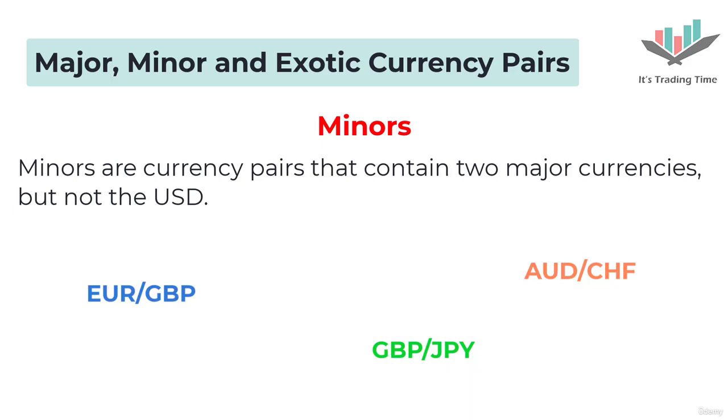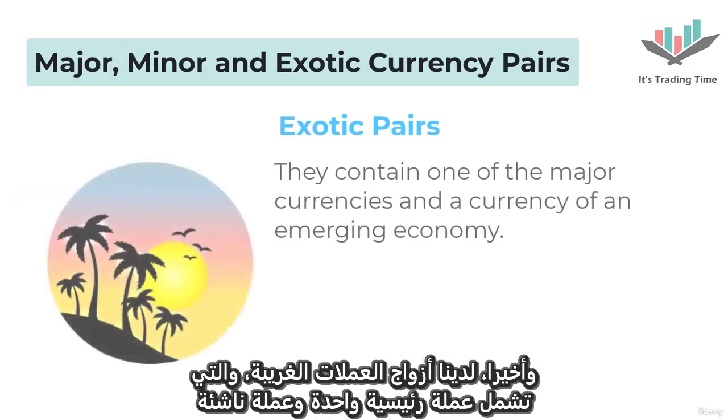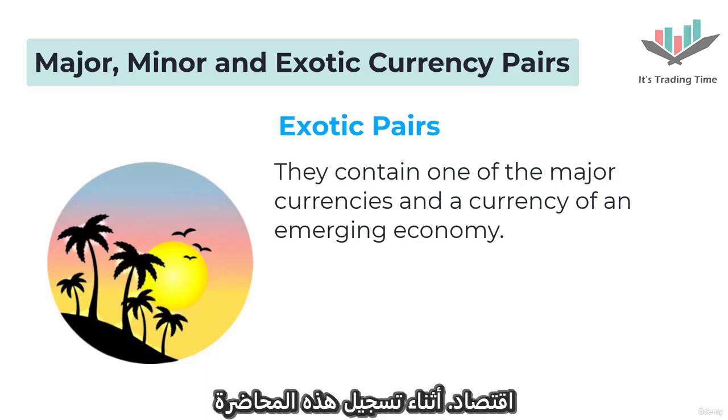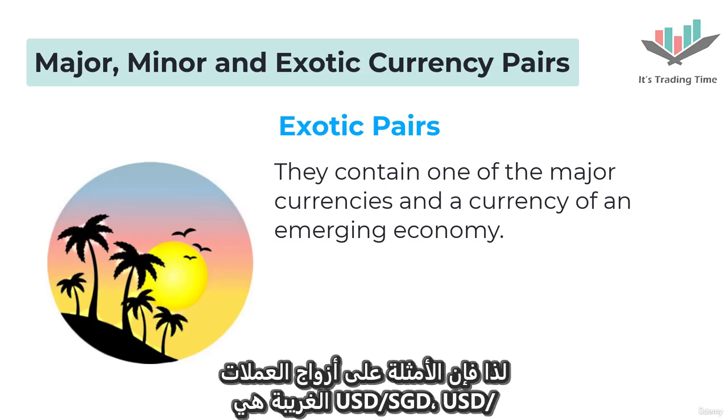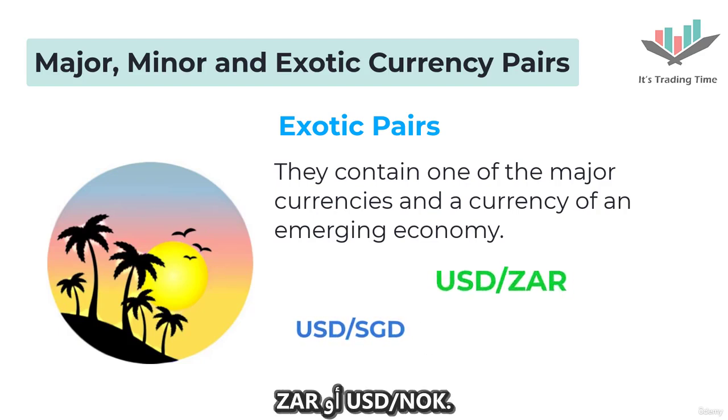Finally, we have exotic currency pairs, which include one major currency and the currency of an emerging economy. At the time of recording this lecture, examples of them will be Singapore, South Africa, or Norway. So examples of exotic currency pairs will be US dollar against Singapore dollar, US dollar against the South African rand, or US dollar against Norwegian krona.